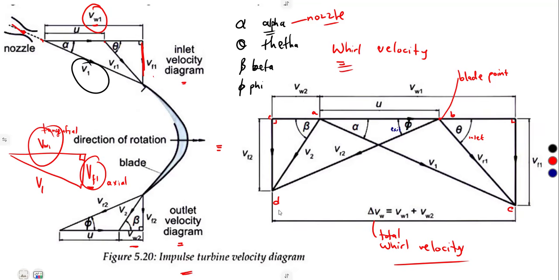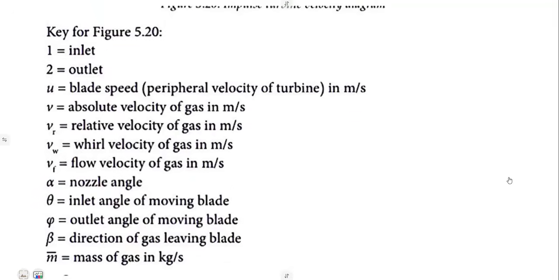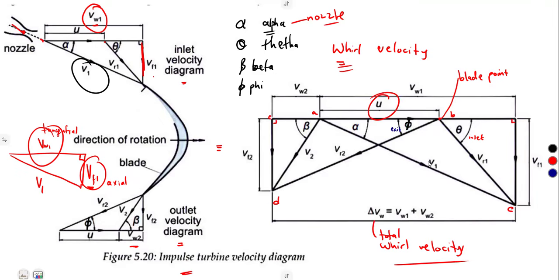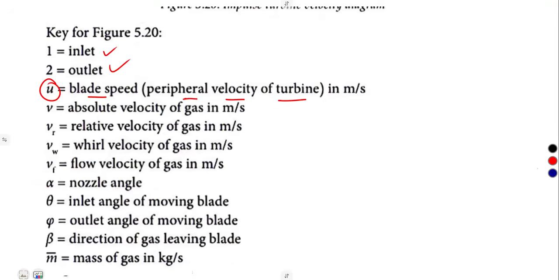If we measure what we have from this point at the end and this point at the end, that is going to give us the total wheel velocity. So all these are represented here if we are to take properly, all right? One is for the inlet, two is for the outlet. So U is the blade peripheral velocity of the turbine in meters per second, this U that we have here, which can be calculated from the diameter.